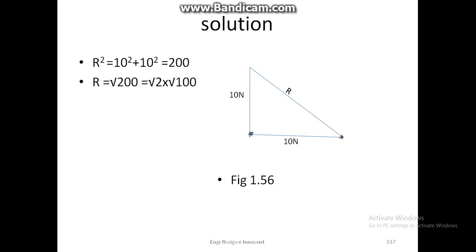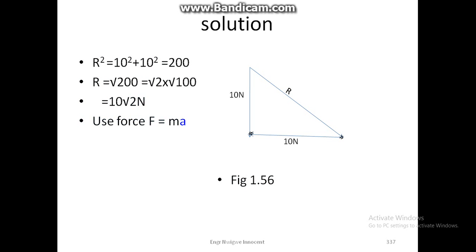Making r the subject of the formula, we cross the square to the other side to become the square root of 200, which is the same thing as square root of 2 times square root of 100, which will also equal 10 times square root of 2 Newton.